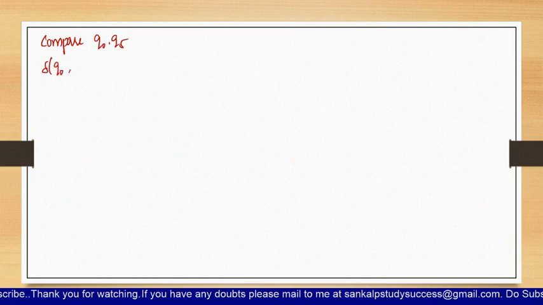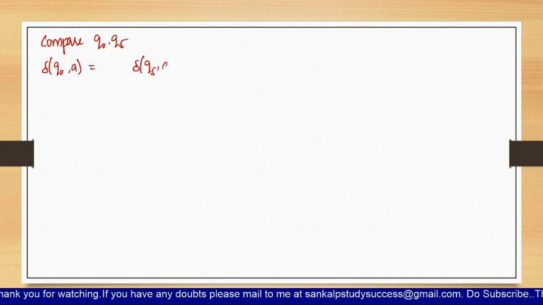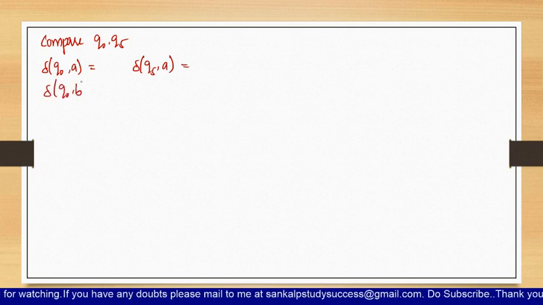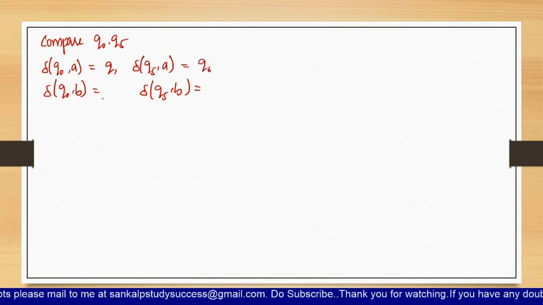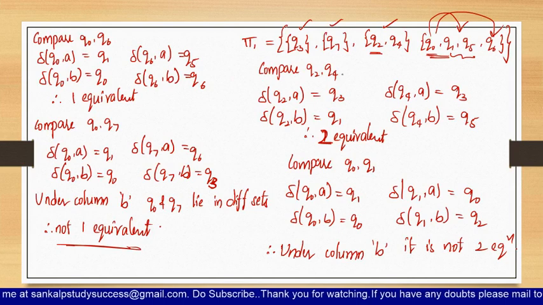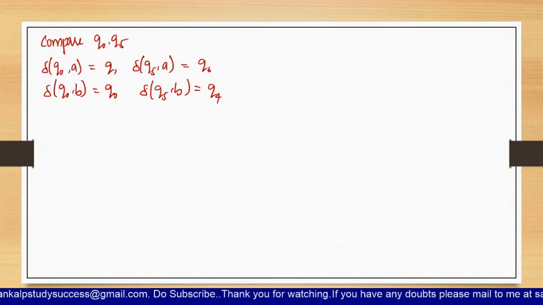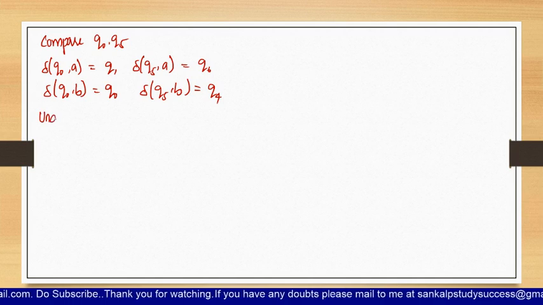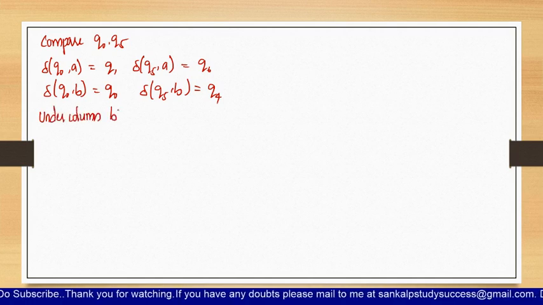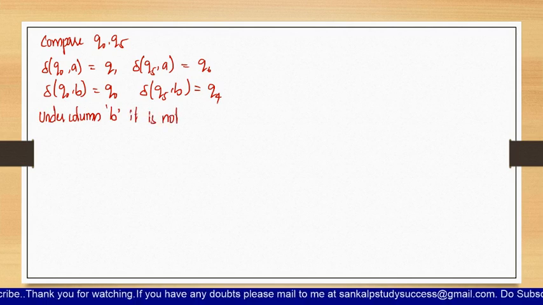Transition function of Q0 comma A and the transition function of Q5 comma A. We should also find transition function of Q0 comma B and transition function of Q5 comma B. Here, transition function of Q0 comma A is Q1 and transition function of Q5 comma A is equal to Q6, and Q0 comma B is equal to Q0 and Q5 comma B is equal to Q4. If you carefully observe, Q1 and Q6 belong to the same set, so it is 2 equivalent, and Q0 and Q4 belong to another set. So under column B it is not 2 equivalent, right?